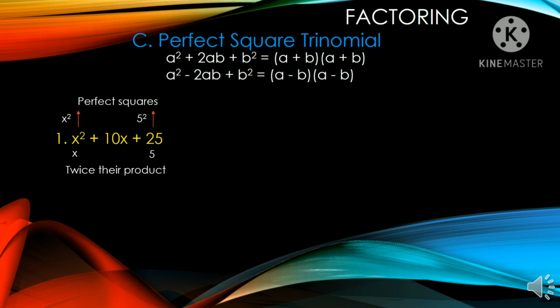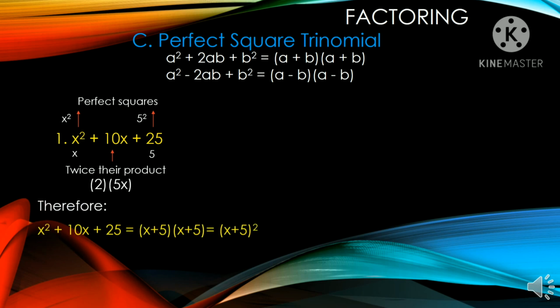Then twice their product. So multiply this, x and 5 or 5 and x, then twice it. Multiply it by 2. So that is 2 times 5x. What is 2 times 5x? That is simply equal to the middle term, that's 10x. So if this is the case, it is now equal to x plus 5 times x plus 5 or x plus 5 quantity square. So pagpiran mo lang yung square roots ng two terms or the first and the last terms, that is x and positive 5. So there we have x plus 5 times x plus 5.